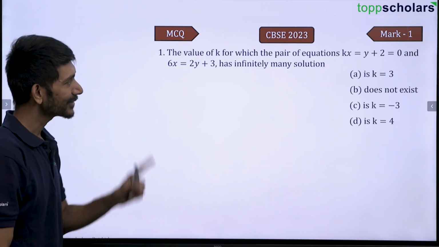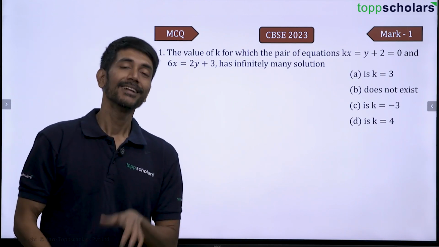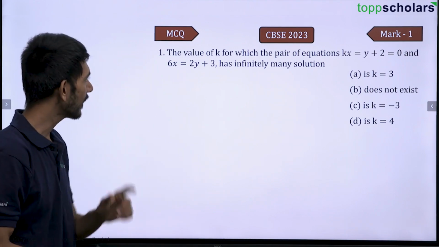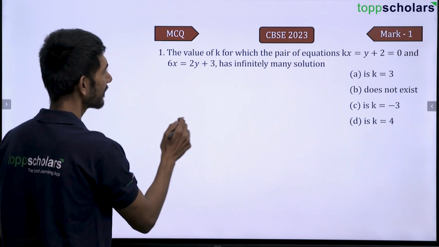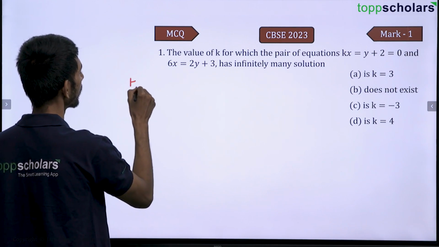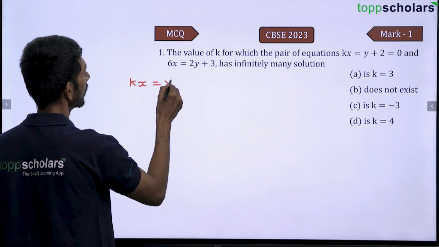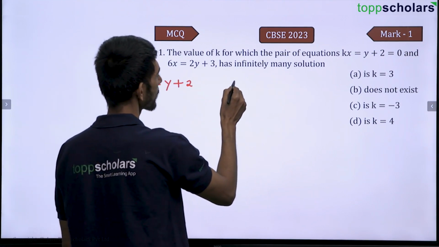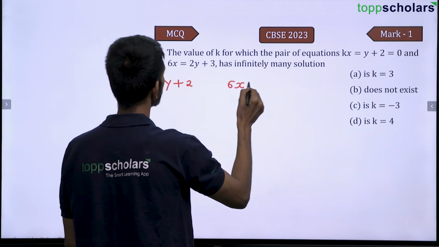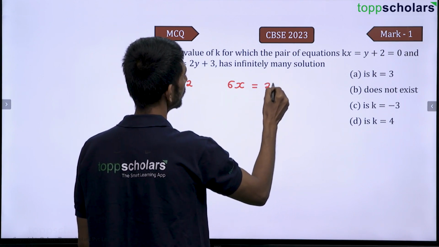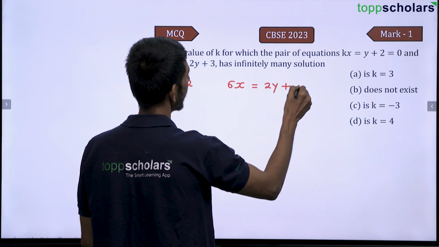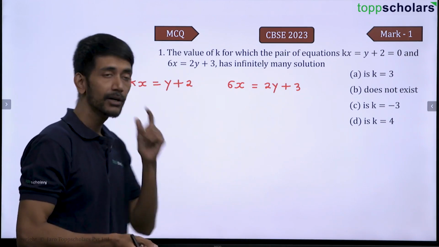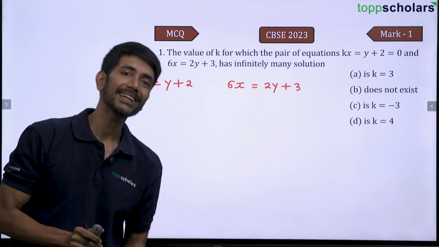Okay, very interesting question. Mark, this question is important also. See, this is a 1 mark question, but it is very tricky. I'll tell you why and how. If you see this, kx is equal to y plus 2. Fine. Second is 6x is equal to 2y plus 3. And the condition says we are supposed to find out the value of k for which this has infinitely many solutions.